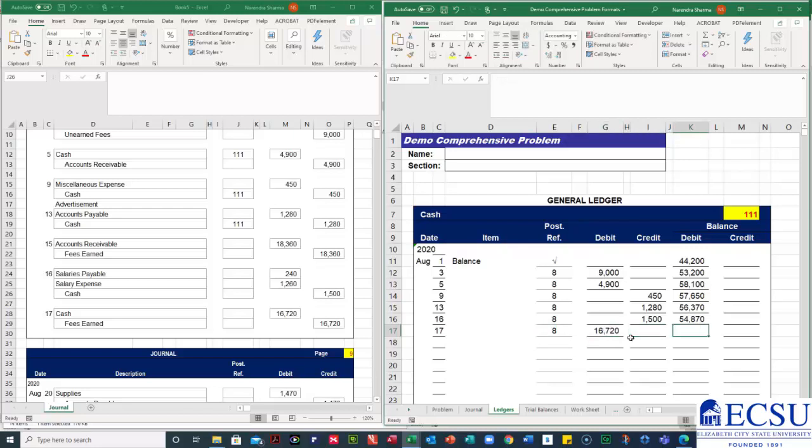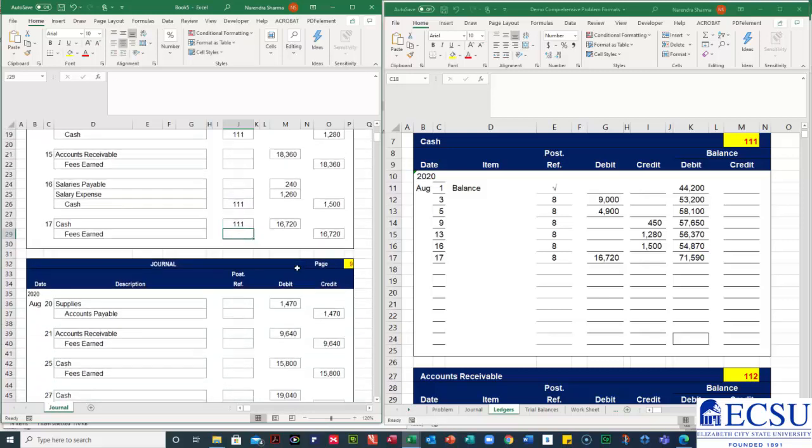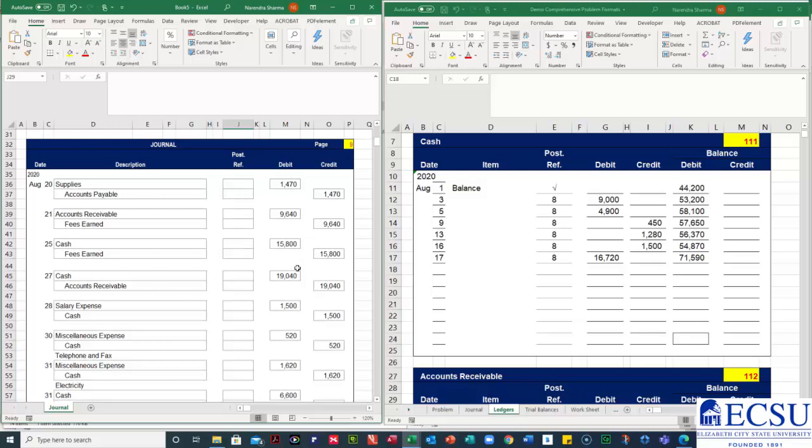16,720. So my balance is going to be this amount plus the amount because it's a debit and a debit, so I need to add that up. So now I have finished posting this one here and this one here. So I'm writing 111 because I posted to that account. Now let's move on to the next cash. Cash is on the 25th.